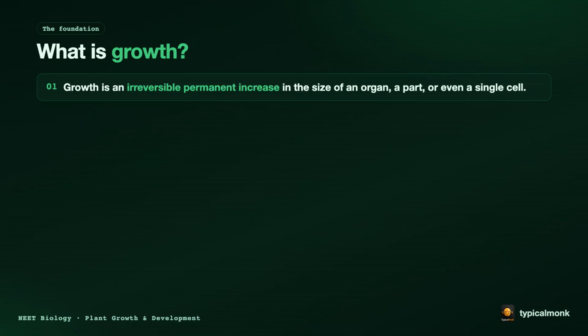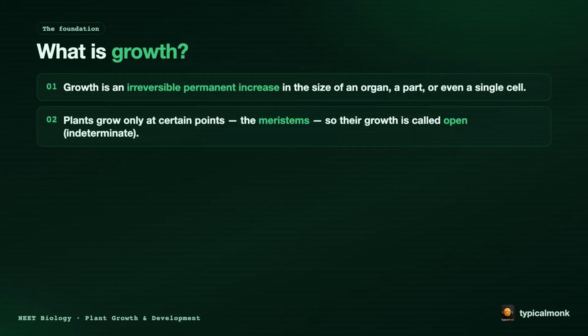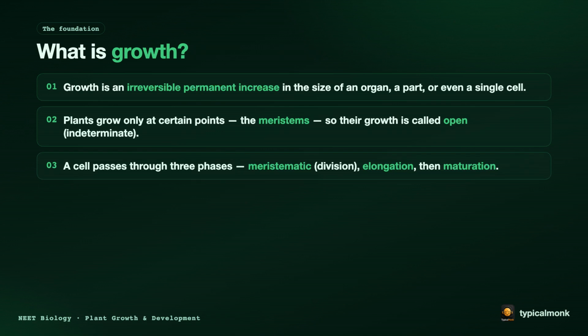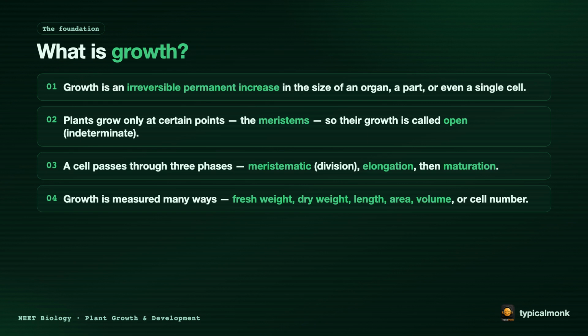First, the foundation, what growth actually is. Growth means an irreversible, permanent increase in the size of an organ, a part, or even a single cell. Plants grow only at certain points, the meristems, so their growth is called open or indeterminate. Every cell passes through 3 phases: meristematic, that is division, then elongation, and then maturation. Growth is measured in many ways: fresh weight, dry weight, length, area, volume, or number of cells.